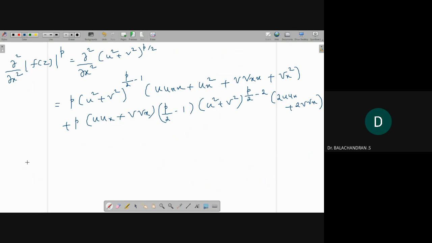Now this is equal to p into u square plus v square whole power p minus 2 divided by 2.